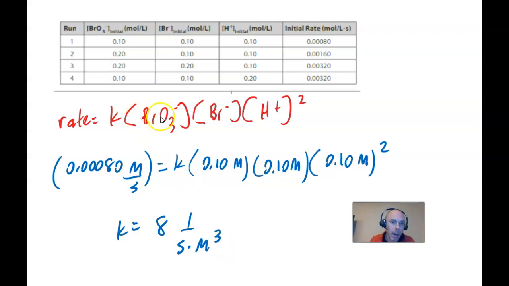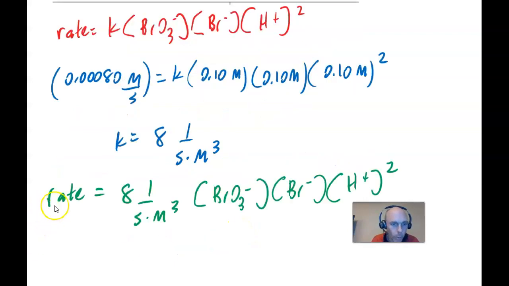Again, we're seeing the pattern. The overall order is 4th order. 1 plus 1 plus 2 is 4, which is why the exponent for molarity is 1 less than that in the denominator. It's molarity cubed because it's overall a 4th order. And one thing I didn't mention a bit ago is you might be asked to then publish the overall rate law with the value for k in it. So let's do that as one last thing. Plug this k into our overall rate law and see what it looks like. And there she is. The rate is equal to 8, 1 over seconds times molarity cubed times bromate to the 1, bromide to the 1, and hydrogen ion to the 2.